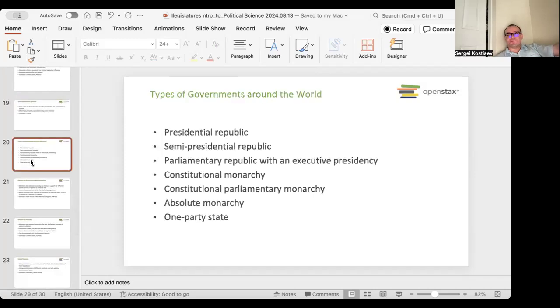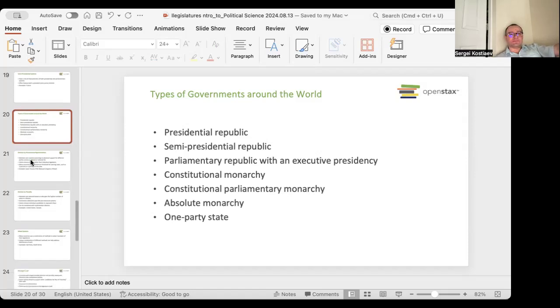And again, there are all kinds of government in the world: presidential republics, semi-presidential republics, parliamentary republics with executive presidency, constitutional monarchy, absolute monarchy. Not many absolute monarchies exist. The things that I remember would be like Saudi Arabia, and a bunch of countries in the Middle East. Some of them are absolute monarchies. And one-party states, examples would be China, North Korea, countries like that.